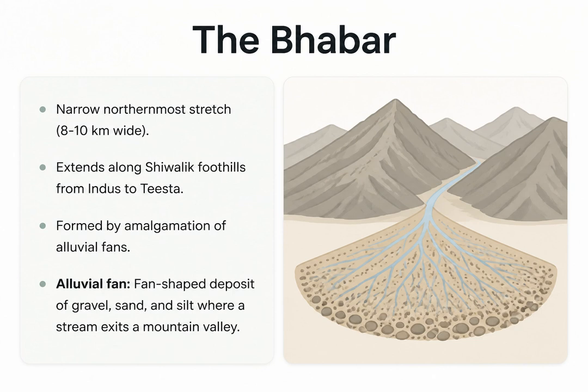What is an alluvial fan? It's a fan-shaped deposit of heavy sediment, like gravel, sand, and silt, that builds up right where a fast-flowing mountain stream exits a narrow valley and hits the flatter plain, dropping its heavy load.